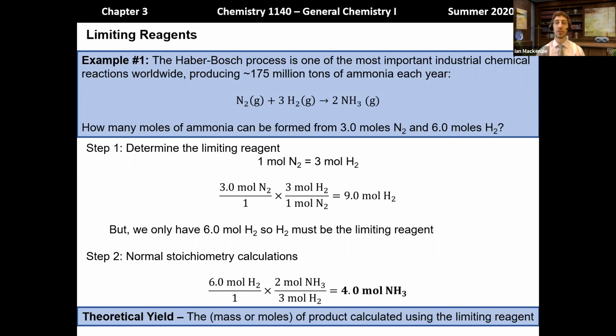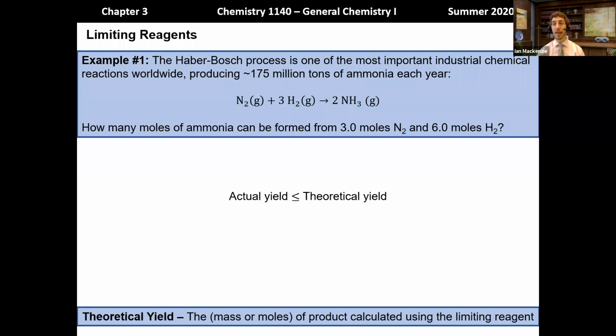Now there is an additional concept here, which is known as the theoretical yield. The theoretical yield is the amount, and it could be in mass or it could be in moles, depending on how we want to express it, but it is the amount of product that's calculated using the amount of the limiting reagent. The theoretical yield is simply the maximum amount that we would expect to get from a reaction. How much should I get of product based off of the amount of limiting reagent that I have?